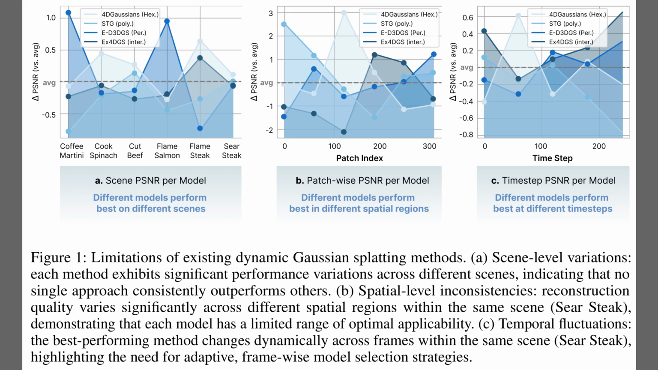Figure 1 shows why a single dynamic Gaussian method falls short, with 3 panels comparing experts. The left panel reports scene-level variations, where different models top different scenes. The middle panel presents spatial inconsistencies across patches within one scene, which means strengths shift region by region. The right panel highlights temporal fluctuations across frames, so the best method changes over time and adaptive selection becomes necessary.